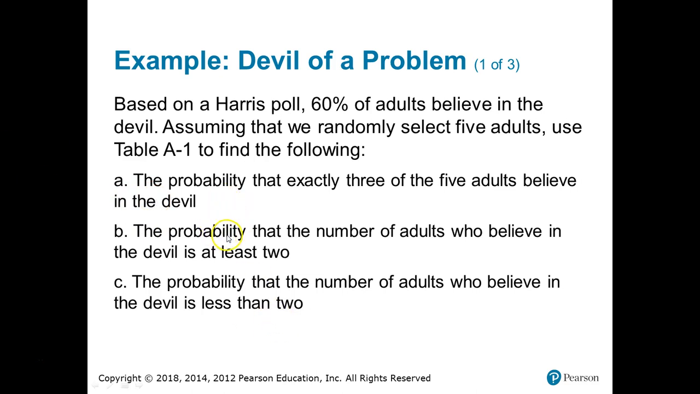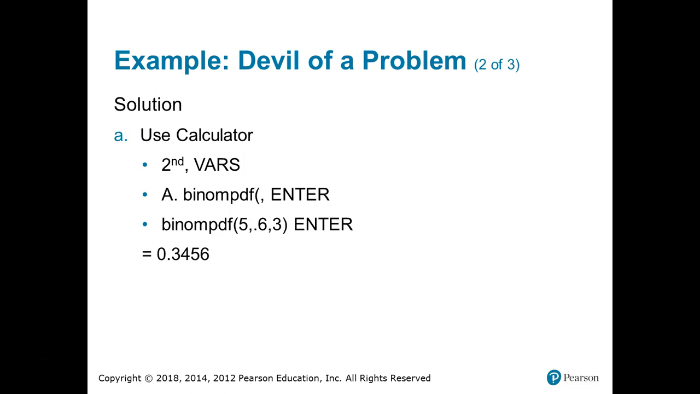B is saying at least 2, which means 2 or more, which means I have to do the probability of 2 plus probability of 3 plus probability of 4 plus the probability of 5. And then less than 2 is just going to be the opposite. It's going to be either 0 or 1. So parts B and C are a little bit of a different type of problem than the previous example. So we can do this with technology as well. We're going to do second vars, go to the binomial PDF, and enter as follows, and we get 0.3456.